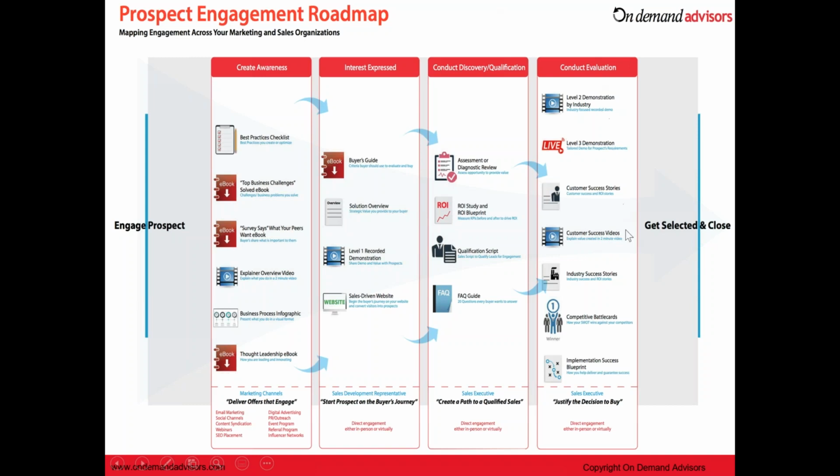Over here in this final area, conducting evaluation, you can see there are a lot of things that would be extraordinary to provide to your sales team. And so, for instance, having industry success stories is really important. Being able to have competitive battle cards so that you understand how to win against your competitors. And looking at implementation success blueprint, which is another area.